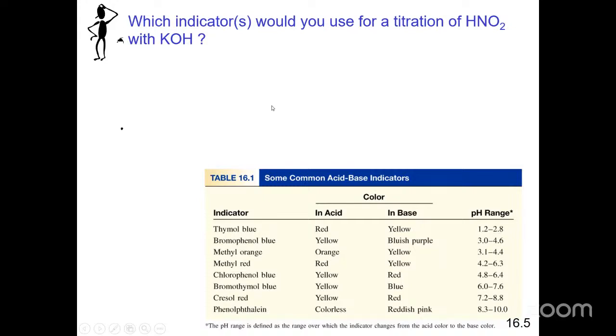So of these indicators, which one or ones would you choose to indicate the equivalence point for this titration? Which one changes its color within a pH range above 7?